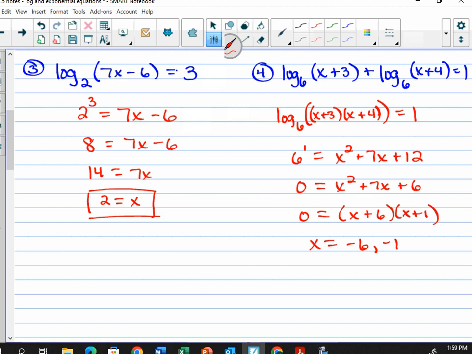Negative 3. I cannot do the log of negative 3. I'll show you why here in a second. So I have to throw out the negative 6 and then check the negative 1. Negative 1 plus 3, is that okay? Yes. What about negative 1 plus 4? Yes. Okay, so the negative 6 is extraneous. So get rid of that. Negative 1 is your only answer.